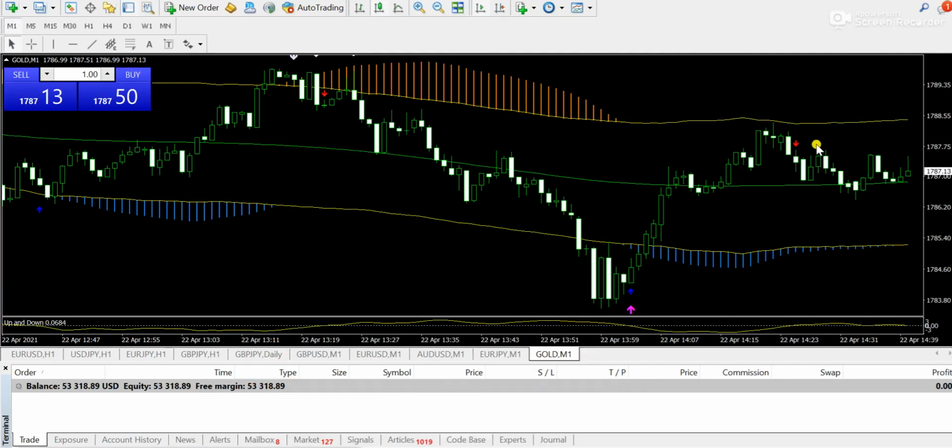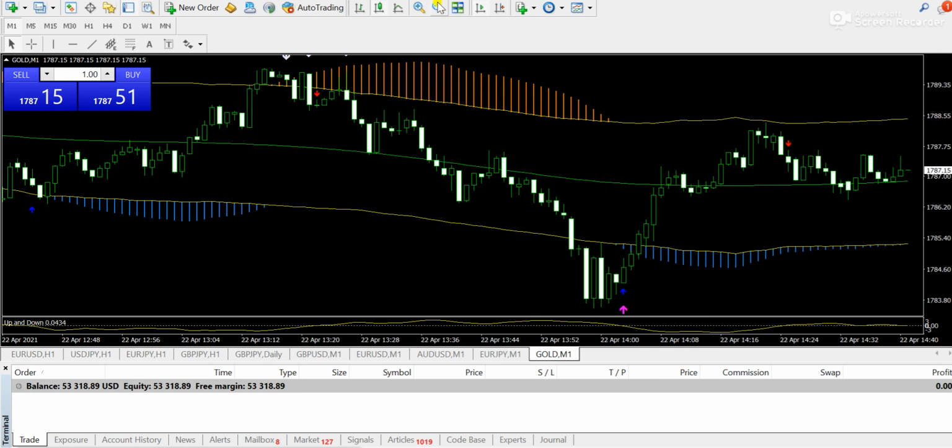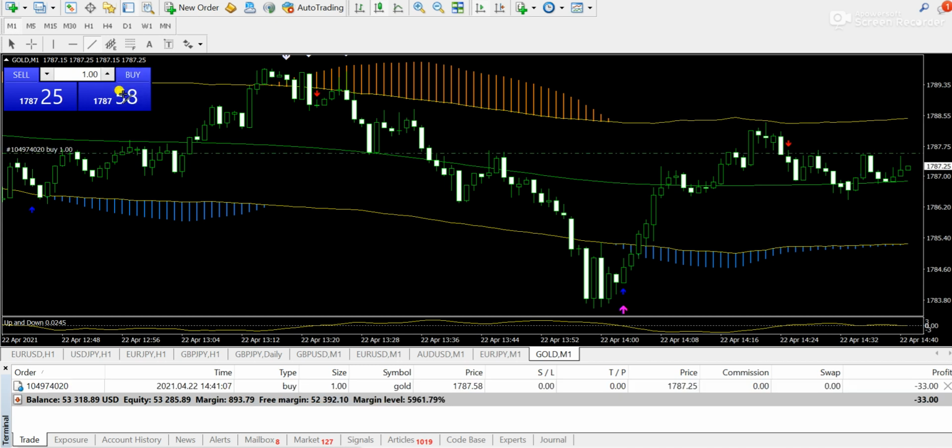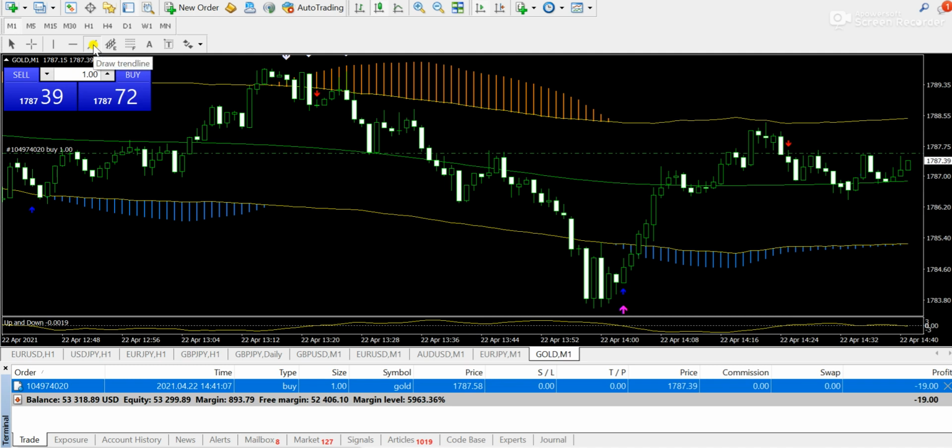So guys, today we will take a live trade and I will explain to you why I have taken it, and maybe you will also get a signal from here as well. As you can see, I'm using the indicators, and right now I'm going to take a buy position on gold. Now let me explain why I have taken a buy position on gold.